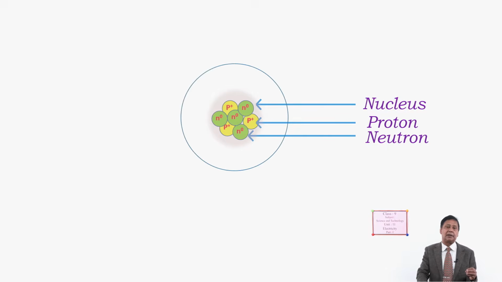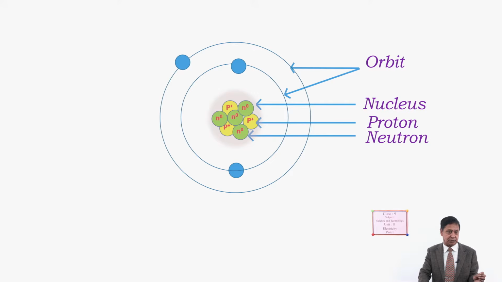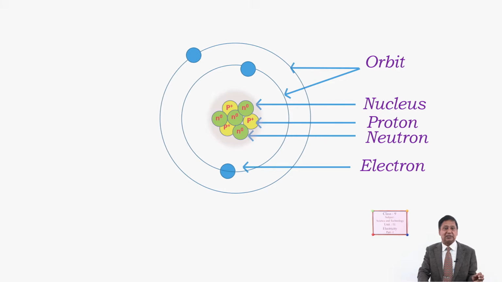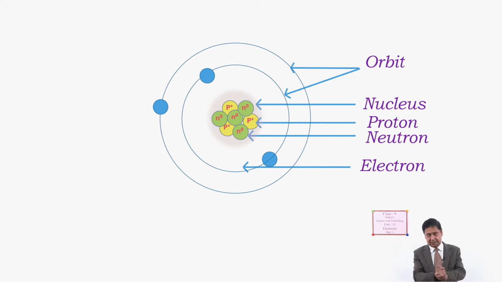There is another particle which revolves around the nucleus through a certain path, and this path is called an orbit or shell, and these particles are electrons. These electrons have negative charge and they revolve around the nucleus like this. This is the structure of the atom.